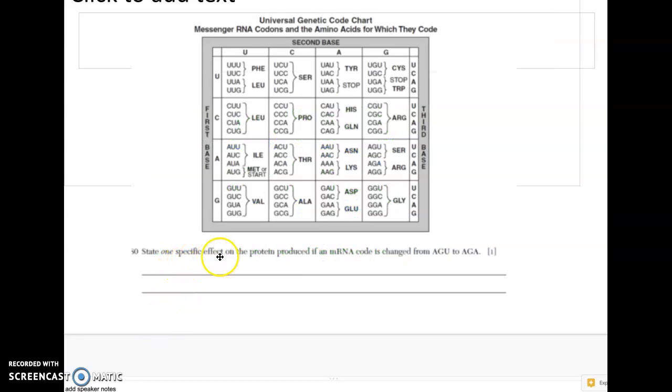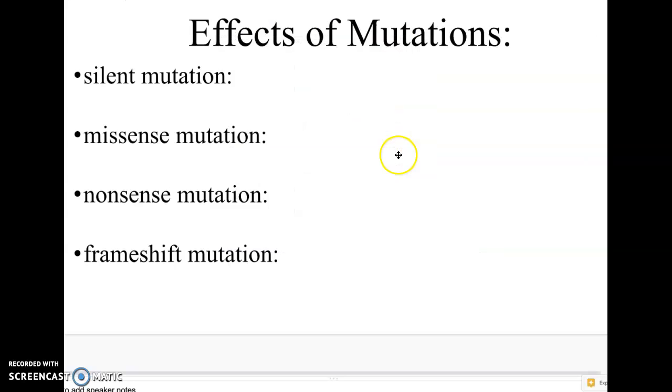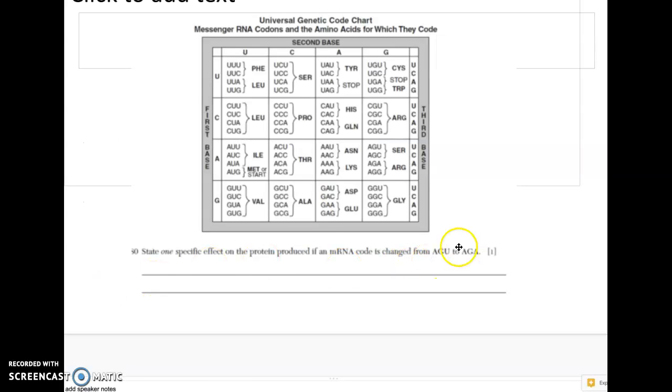It says, state one specific effect on the protein produced if an mRNA code is changed from AGU to AGA. So let's look at what AGU gives us, and then we'll look at what AGA is. AGU is right here, and that's the amino acid serine. Now let's look at what AGA gives us. AGA gives me arginine. So this substitution mutation has given me a different amino acid.